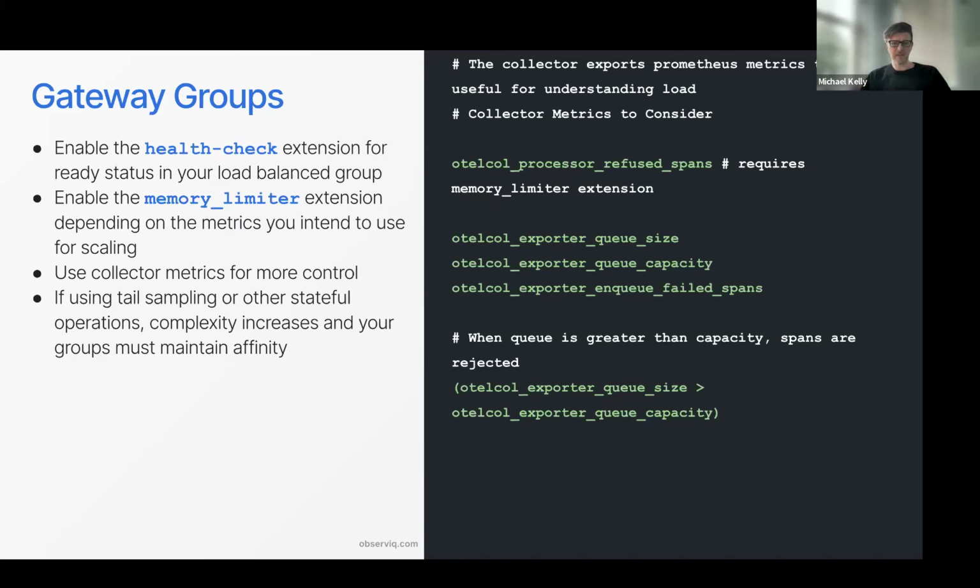And then, of course, I'll mention it again, if you're using, for example, tail sampling or other stateful operations, it does increase complexity, and some of these won't apply. It will just require more consideration that you're maintaining affinity from whatever the source agent is to the specific gateway node that you're sending to.